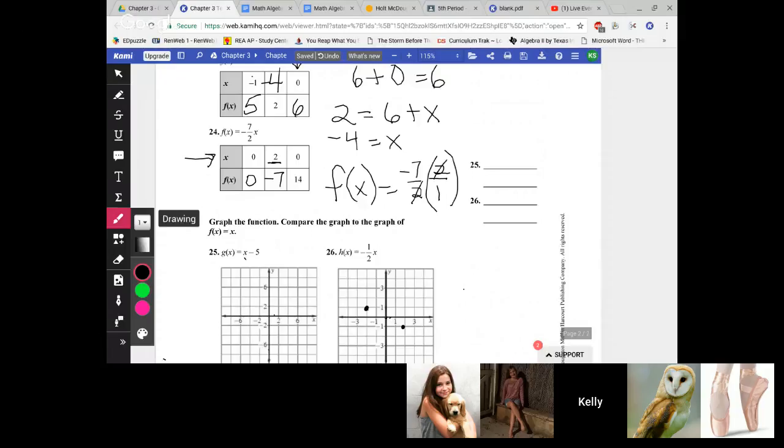So it's basically those same problems that we did yesterday in class, except in table format. Okay. How about 25?